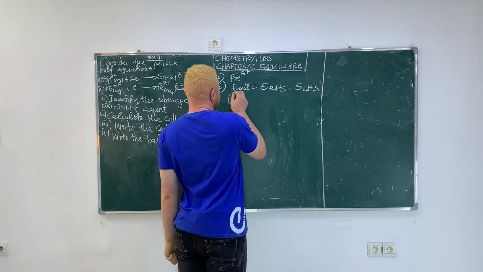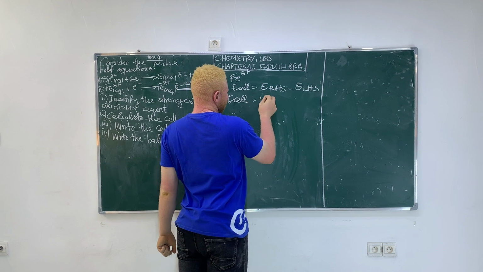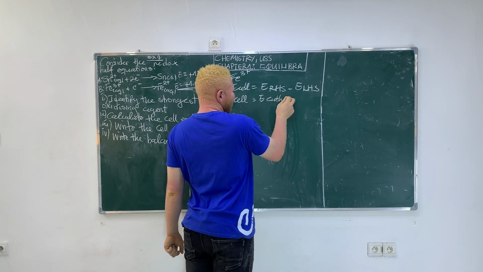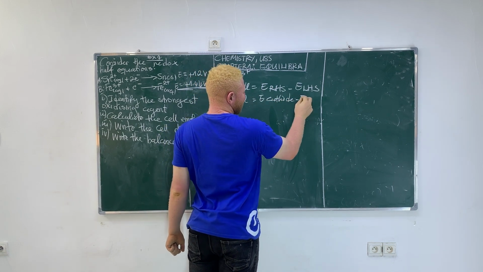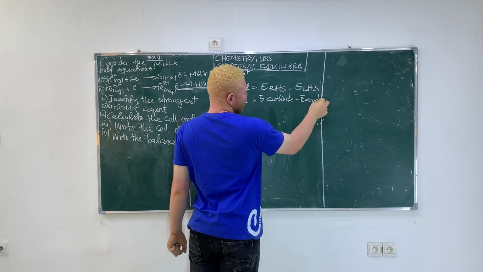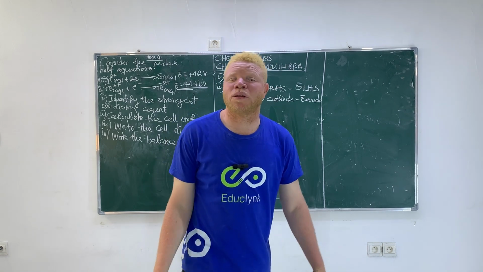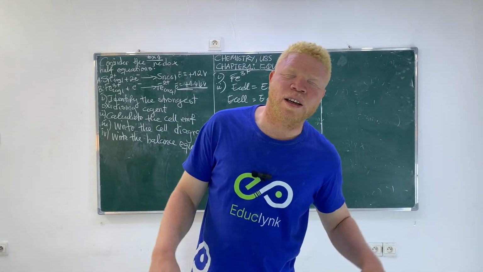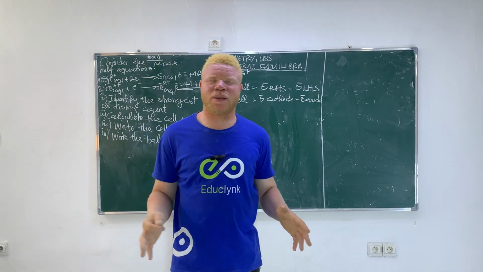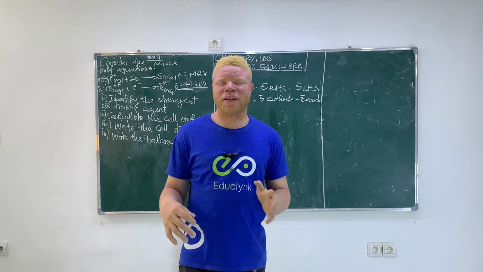Let me give you the second one. E of the cell is E cathode minus E anode. The real problem is, do you know the anode? Do you know the cathode? The cathode is the more positive half cell. The anode is the less positive.